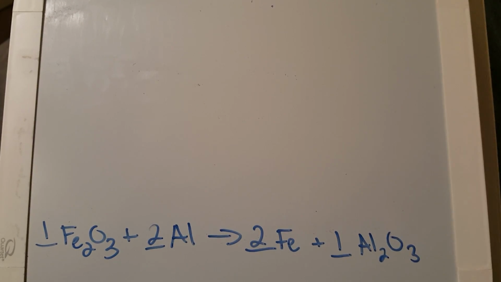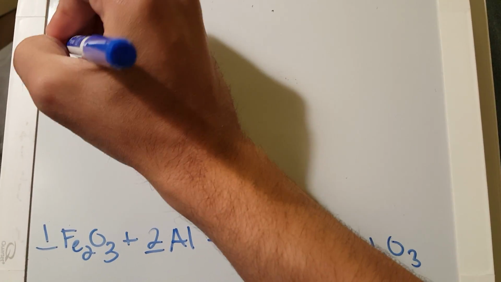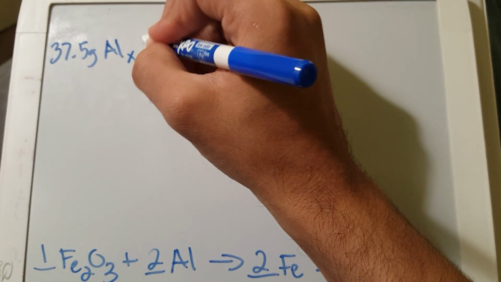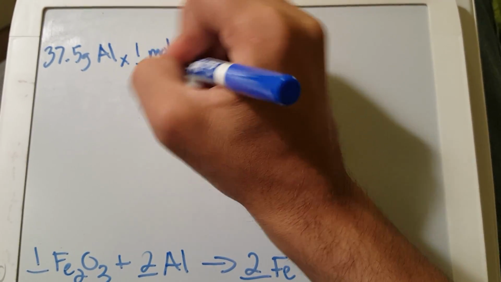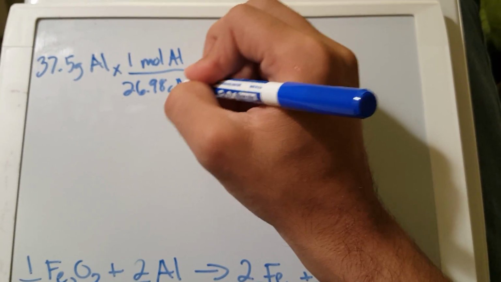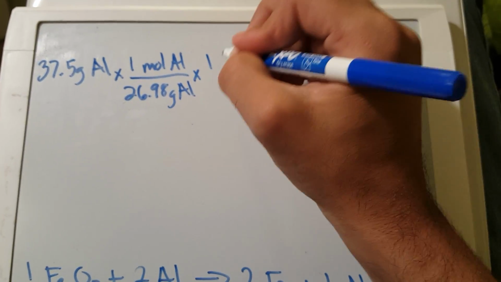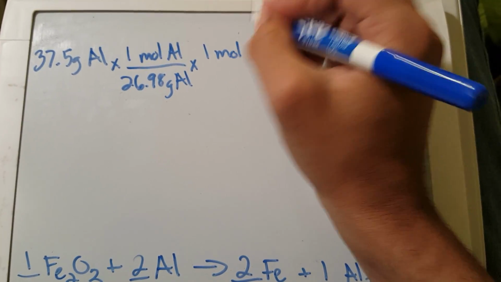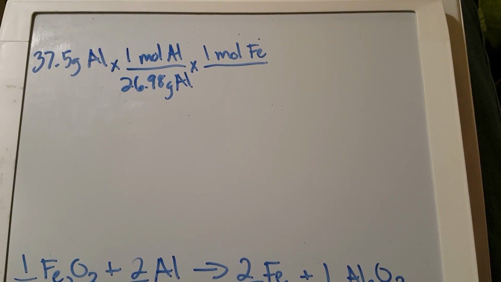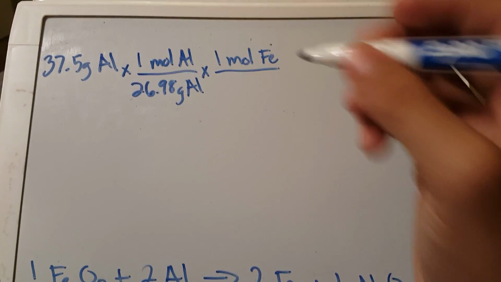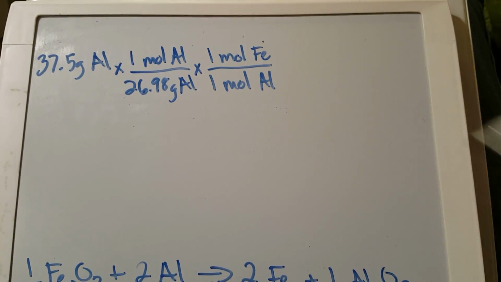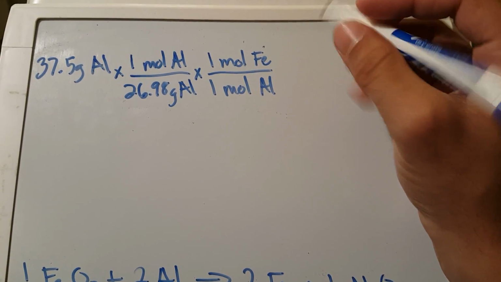Alright, so now that we have the first part done, we're going to move on to the second, which is going to be the 37.5 grams of aluminum. Going to be times by 1 mole of aluminum over the atomic mass of aluminum, which is 26.98 grams. And it's going to be times by 1 mole of Fe, since we're still trying to figure out how much iron is produced and what the limiting reagent is. And then we're going to be putting 1 mole of aluminum under, since we're trying to cross these out and only get the mole of Fe.